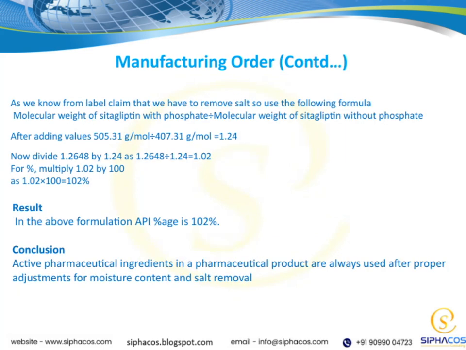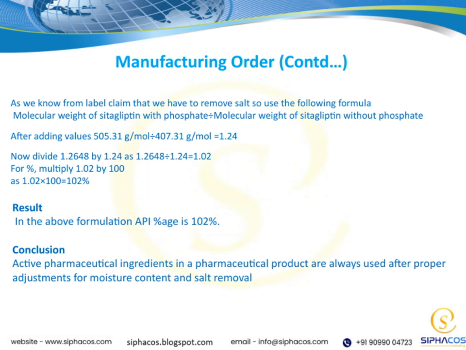In the results section, we see that the API percentage is calculated to be 102%. This indicates that, after adjustments, the active pharmaceutical ingredient in our product slightly exceeds the labeled amount, which is an important point for quality control.